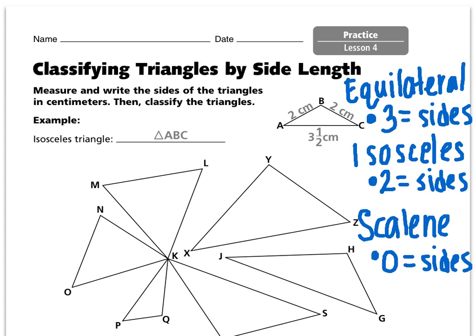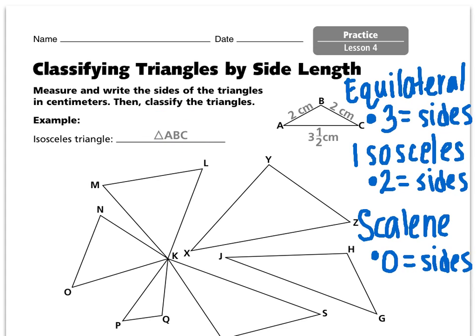You're going to have to use a ruler in order to measure each side. After you've measured each side, you're going to be able to tell whether it's an equilateral, an isosceles, or scalene by looking at whether it has 3 sides that are equal, 2 sides that are equal, or 0 sides that are equal. They have an example right here for you as well. You can see that it has 2 centimeters, 2 centimeters, and 3.5 centimeters. So looking at that example, you can tell that it has 2 equal sides, so it's an isosceles triangle, which they've written over here for you as being isosceles.